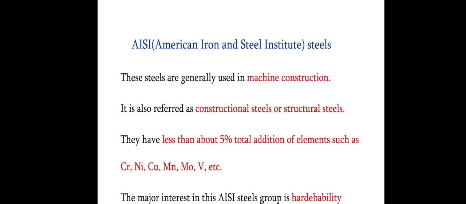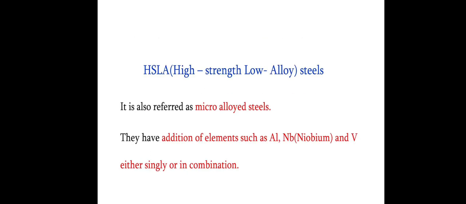AISI steels normally have less than about 5% total addition of elements such as chromium, nickel, copper, molybdenum, manganese, vanadium, etc. The property of major interest in the AISI steel group is hardenability.